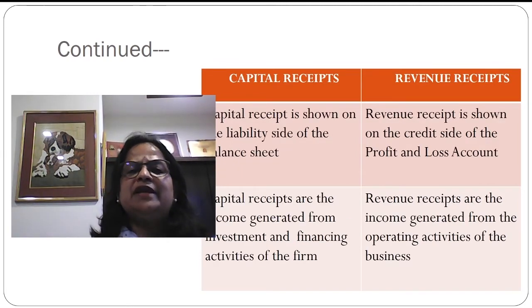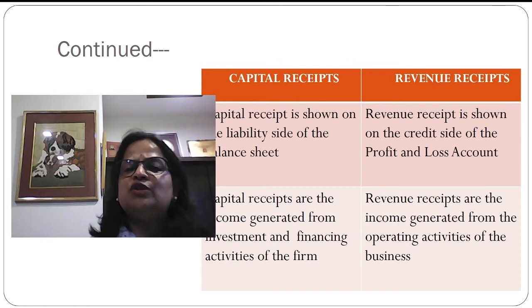Now, continuing with that, capital receipt is shown on the liability side of the balance sheet. Always you have to remember that. We are raising shares, we are raising capital, we are raising debentures. Everything we are writing on the liability side of the balance sheet. So that is the thing you have to remember. In the accounting treatment also it's different. So capital receipt we are showing on the liability side of the balance sheet.